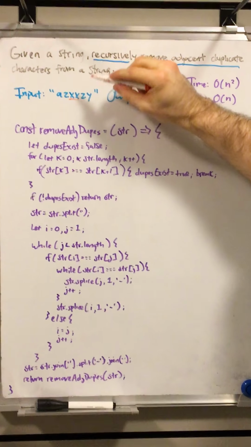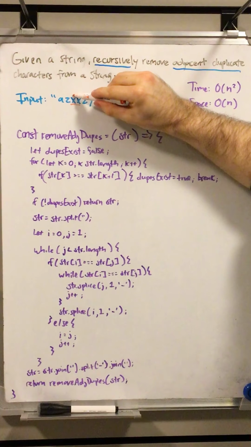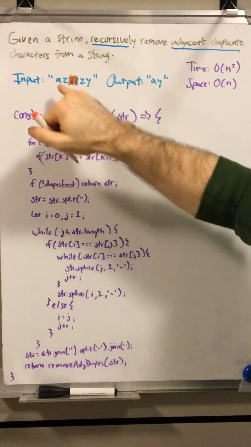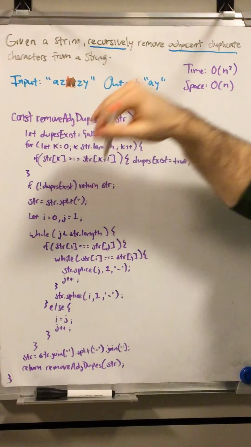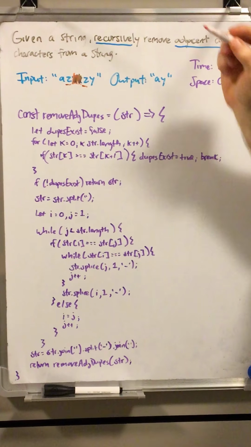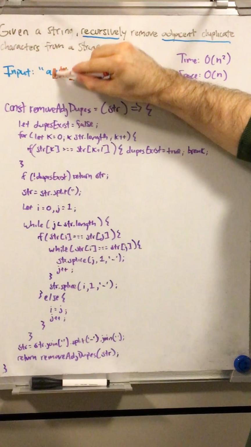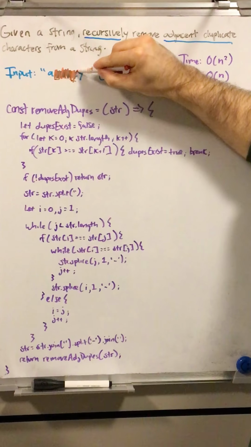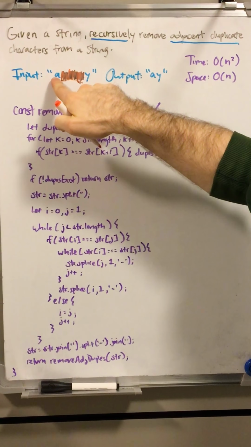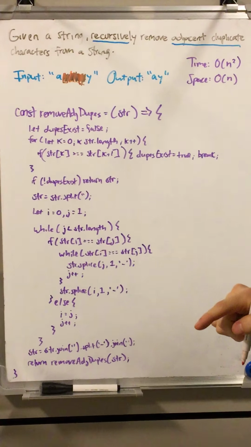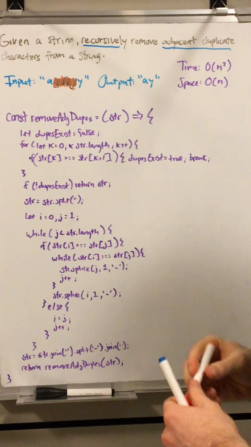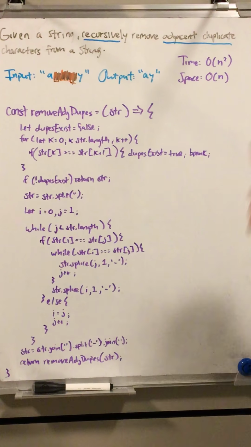So when we find those duplicates, we are going to essentially remove them and then rebuild the string to look like azzy. And when we do that, we see that we have adjacent duplicates again. So then we want to remove those and rebuild the string without those letters, to which we would get ay as our output. So we are going to do this problem in a time complexity of O(n squared) and a space complexity of O(n).